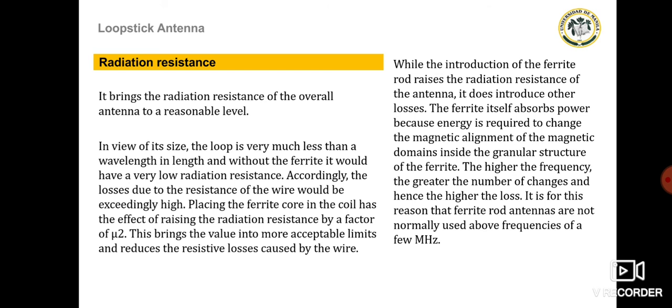While the introduction of the ferrite rod raises the radiation resistance of the antenna, it does introduce other losses. The ferrite itself absorbs power because energy is required to change the magnetic alignment of the magnetic domains inside the granular structure of the ferrite. The higher the frequency, the greater the number of changes, and hence the higher the loss. It is for this reason that ferrite rod antennas are not normally used above frequencies of a few megahertz.